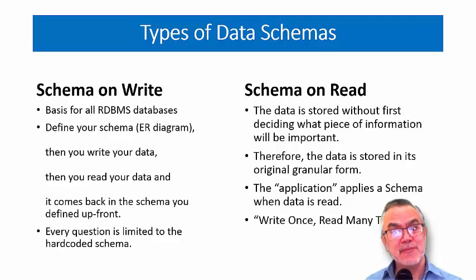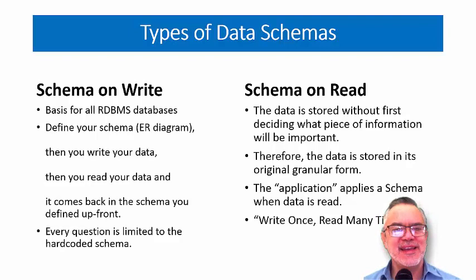Now, in the world of schema on read, it's very different. And schema on read, you find more with the big data databases. So in this case, schema on read is all about data stored without deciding up front what piece of information will be important. Now, that's a little scary, but you get all the data there from the source system that you pull it in from. That data tends to be in its original granular format. It's the application, the consuming entity, the person running the query, the web app, the reports that are being generated off of this. They apply a schema when the data is read.